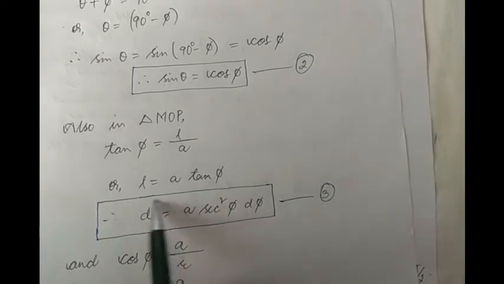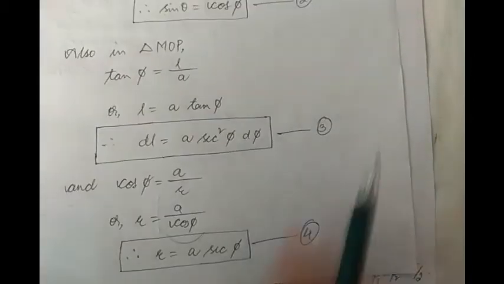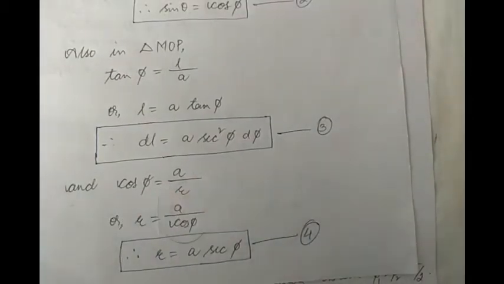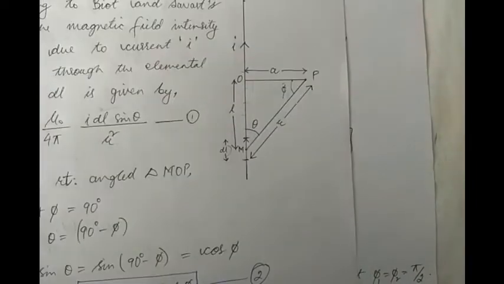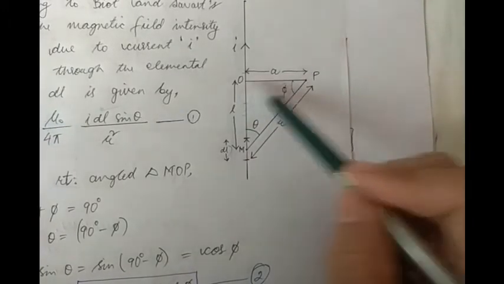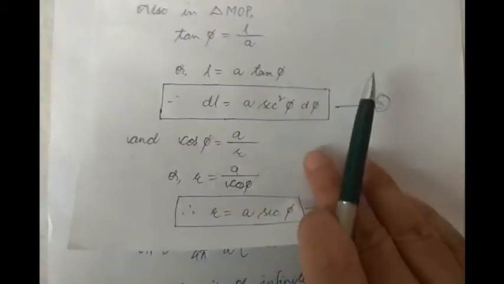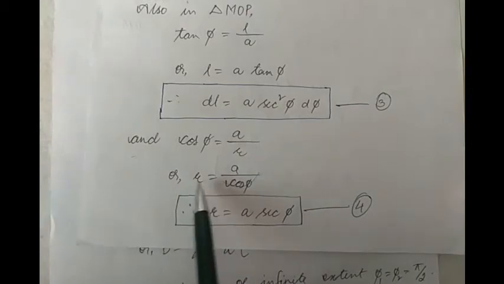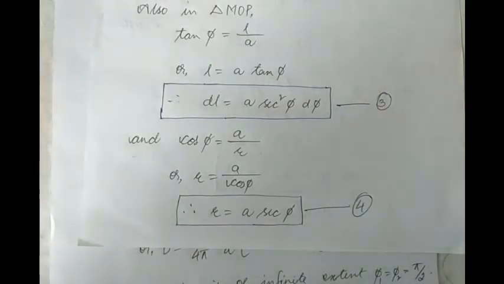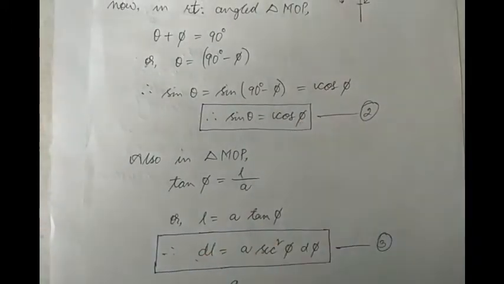So again, I see dl can be represented in terms of phi. And finally, the other thing is, in the same triangle, cos phi is A upon R. Let us give a look at the picture. In the same triangle MOP, cos phi is what? Cos is base by hypotenuse. So base is A, hypotenuse is R. So therefore, cos phi is A upon R. So here we can write R is A upon cos phi, which can be rewritten as A sec phi. So you can see R is represented in terms of phi, dl is represented in terms of phi, sine theta is represented in terms of phi.